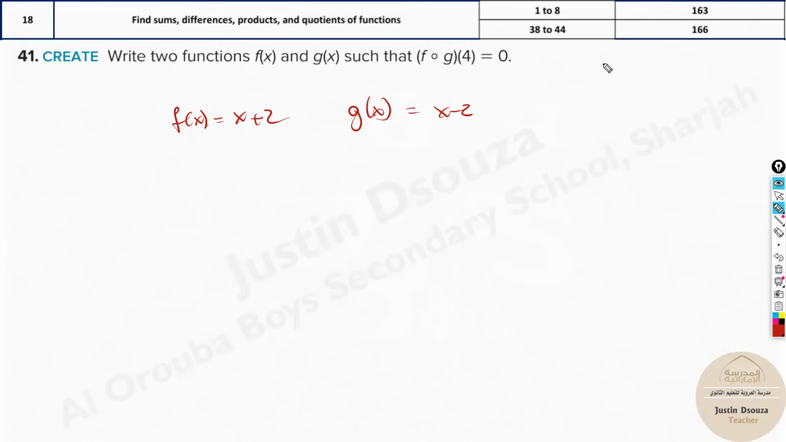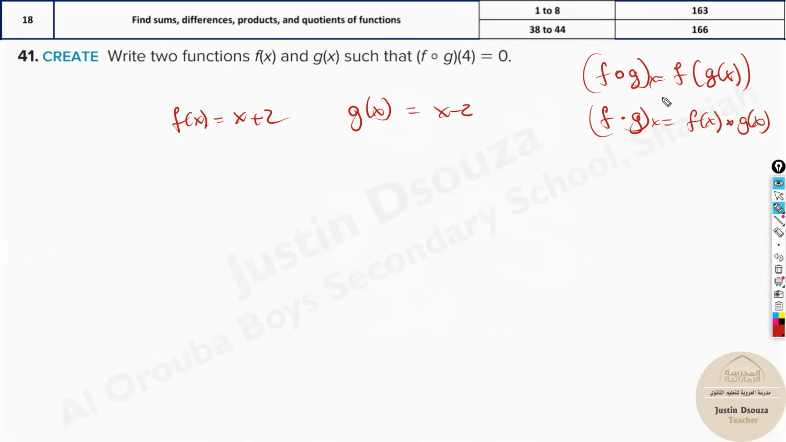Remember, this is not multiplication. f composed g is not the same as this one. Till now we saw the dot. This is what? f of g of x. It's composed within each other. There must be x over here. Now here this is just multiplication, so you multiply them both, and composing them and multiplying are two different things, so please be careful with this.